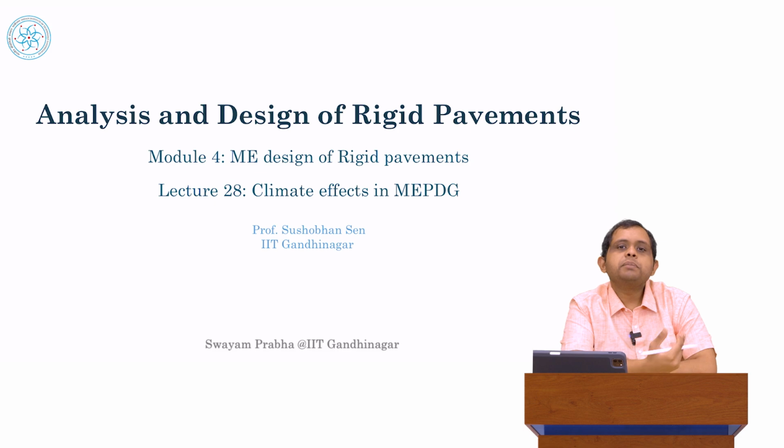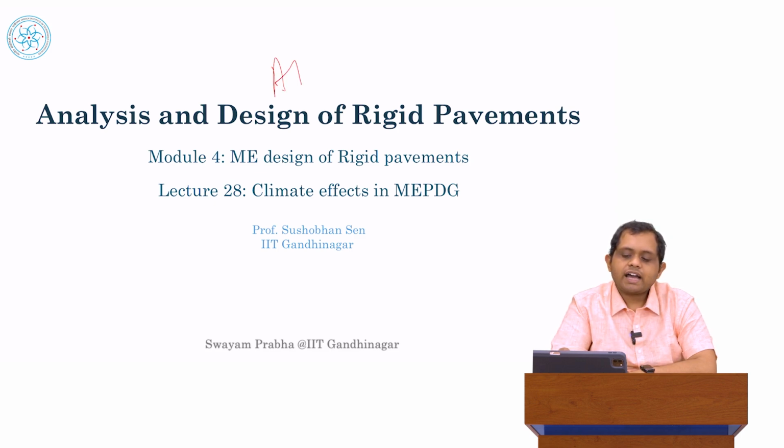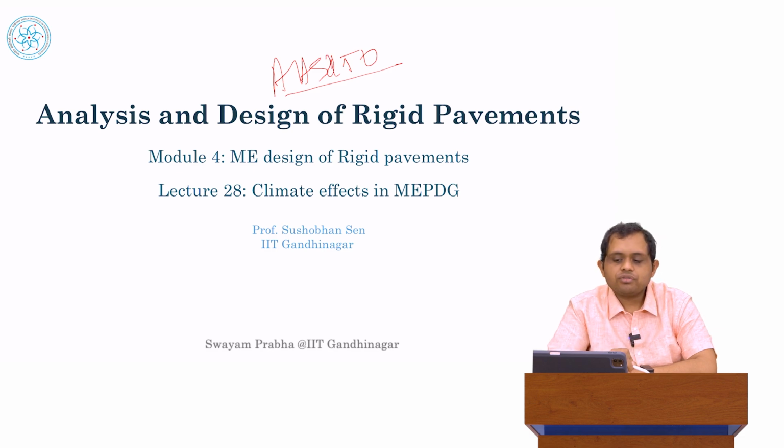A particular implementation of it, probably the most sophisticated implementation in the world, is in the US, and that was developed by an organization called AASHTO, American Association of State Highway and Transportation Officials. They created a design guide. This was around in the late 2000s. They created a design guide which was then called the MEPDG, Mechanistic Empirical Pavement Design Guide.